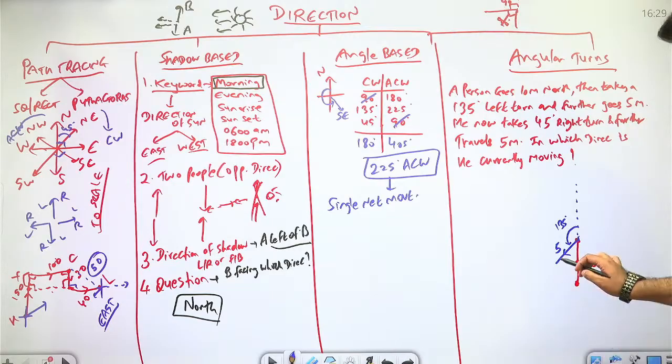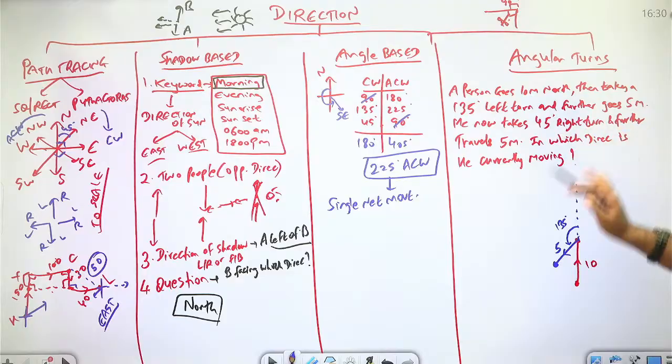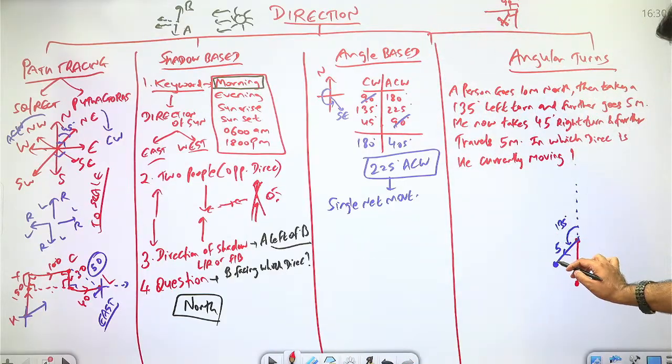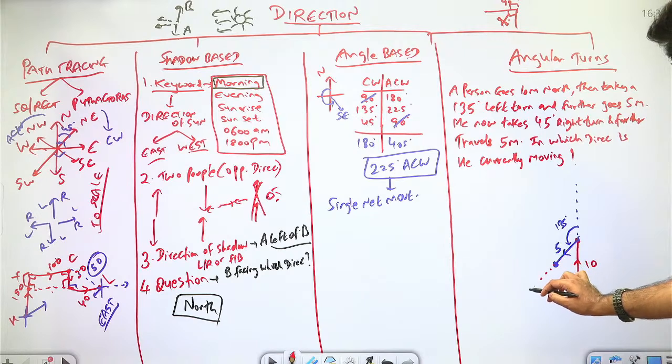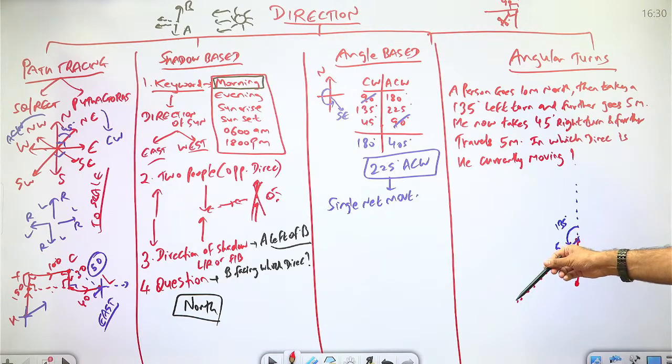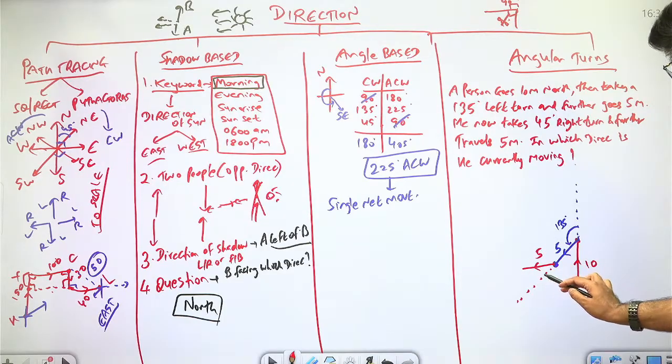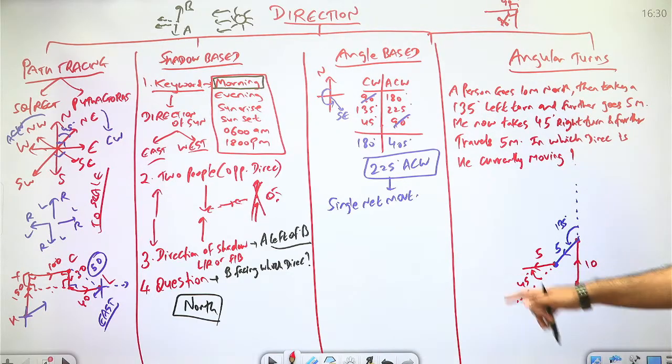Now from this position, this person is now taking another 45 degree right turn. So again, if I extend this further, this is my origin point and this would have been my baseline. Again, for this direction, this is the left and this is the right. I am taking a 45 degree right turn. So this is the 45 angle I need to construct. So I'll construct that 45 degree angle and I'll further go 5 meters. So precisely this is how the person is moving.